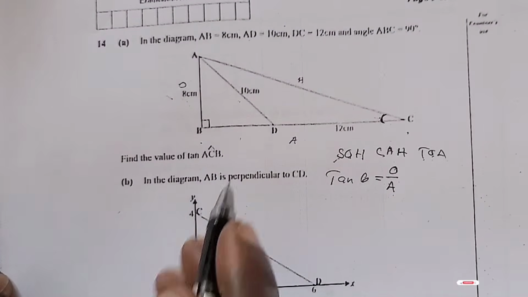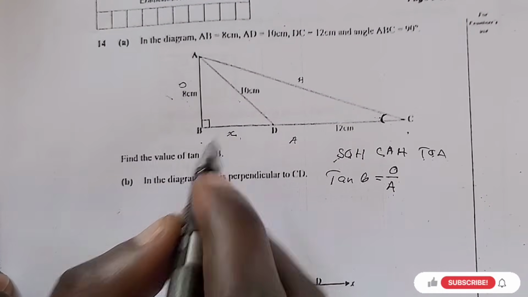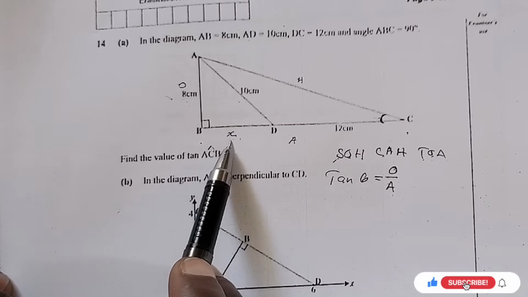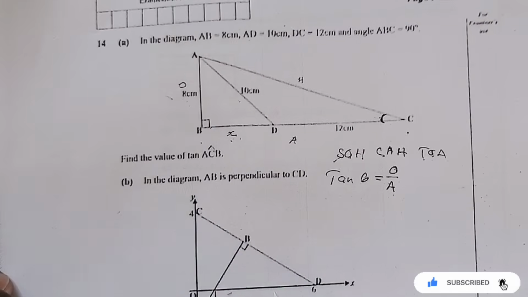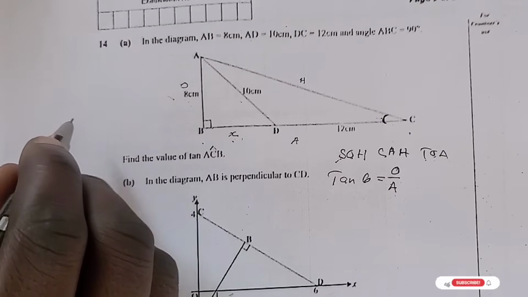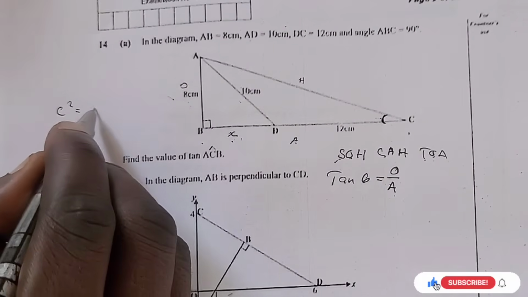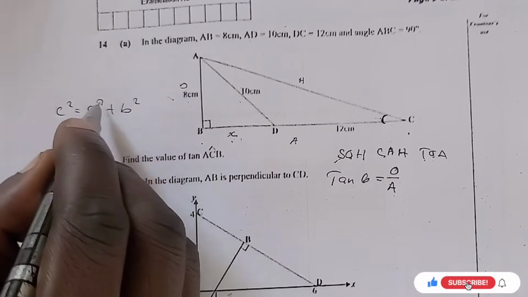Let's put x here. Do you know that we can use this smaller triangle to find x, by using the Pythagoras theorem? So let's do just that. Let's say this is the hypotenuse. So c squared is equal to a squared plus b squared.